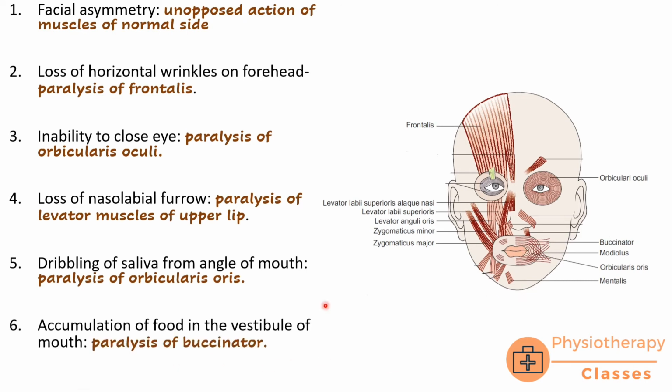And sixth is accumulation of food in the vestibule of mouth. This is because of the muscle present in the cheek. That muscle is the buccinator muscle. So the buccinator muscle is paralyzed, and as a result there is accumulation of food in the vestibule of mouth.